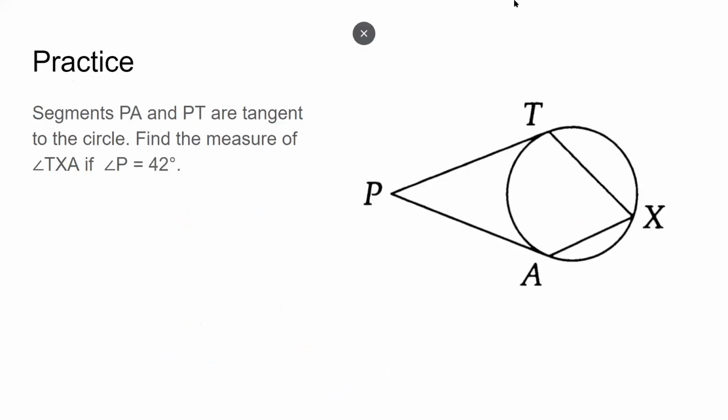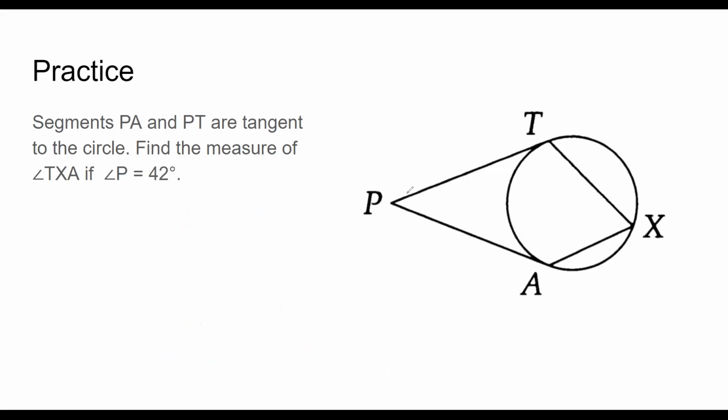Let's do some practice here. Segments PA and PT are tangent to the circle. Find the measure of arc TXA. So we have this. We want this one. If angle P is equal to 42 degrees. So anyone have an idea?